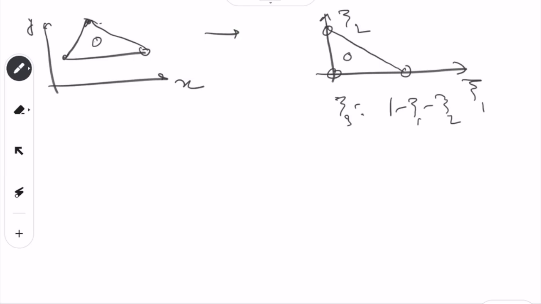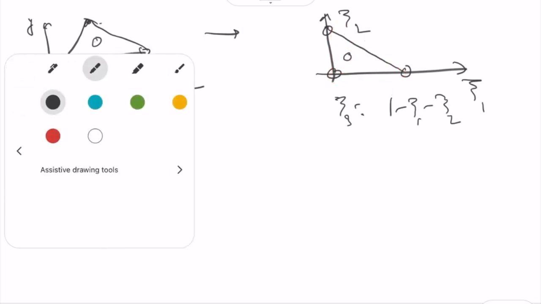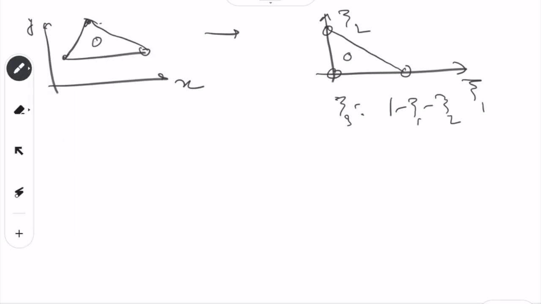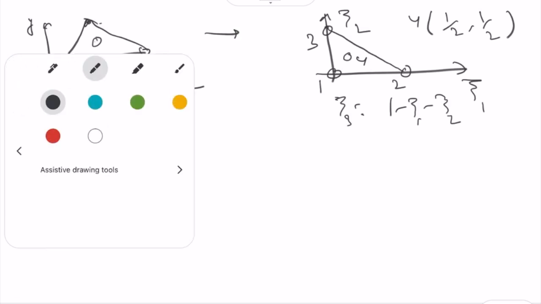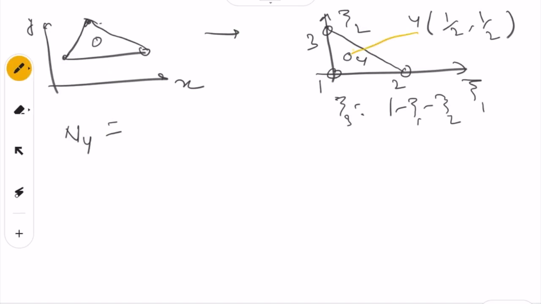Now if you want to find out what is the shape function for this one, again let's say this, let's call it 1 2 3, here 4, and we have to find out for node 4, n4. Once we have transformed here, for this node, the coordinate is half and half. So this is the coordinate of this node.